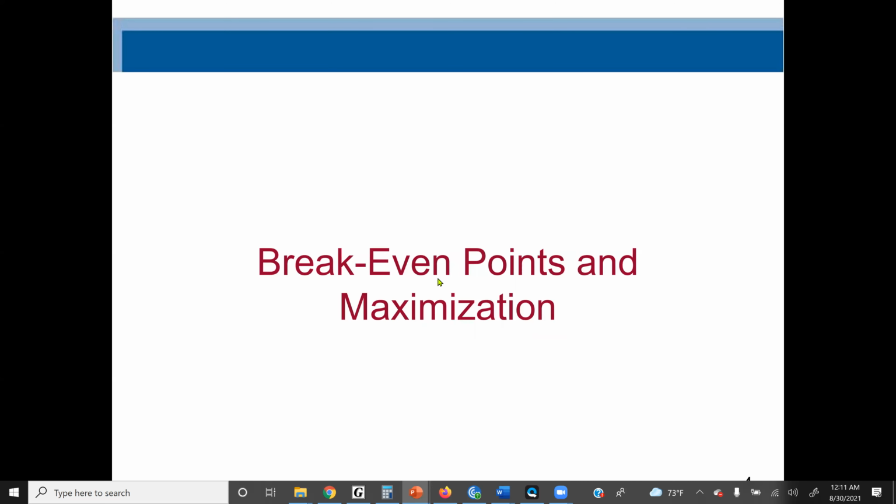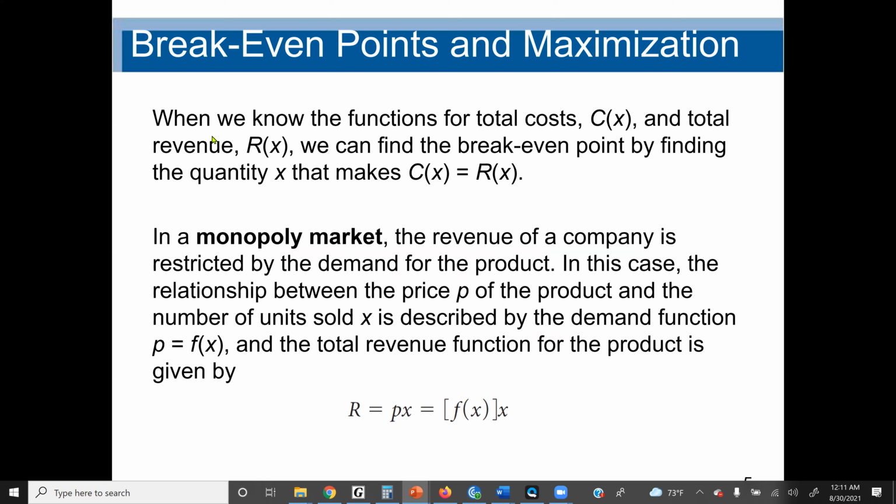So we start with the break-even points and also maximization. And here we said that when we know the function for total cost, which is C of x, and also we know the total revenue function, which is R of x, then we can find the break-even point. As we said earlier, break-even point means when the total cost is equal to the total revenue we generate. So C of x equals R of x, and that gives us the break-even point.